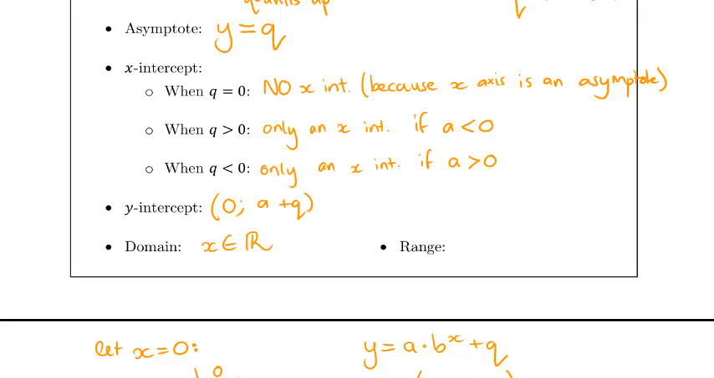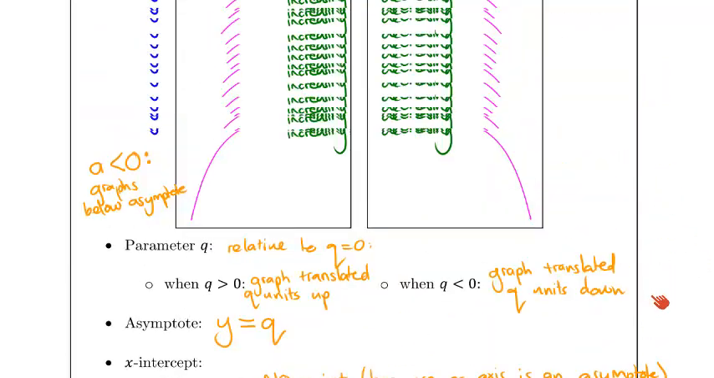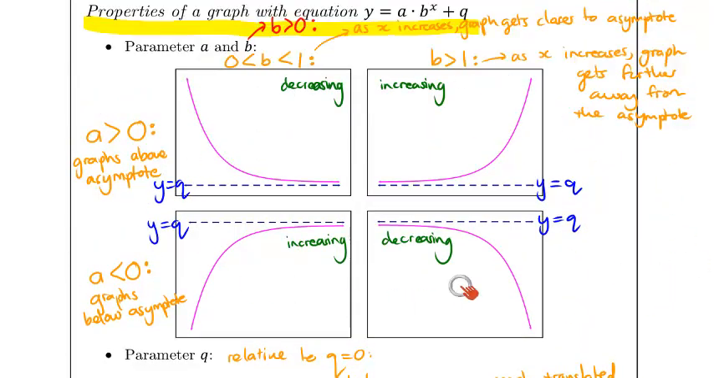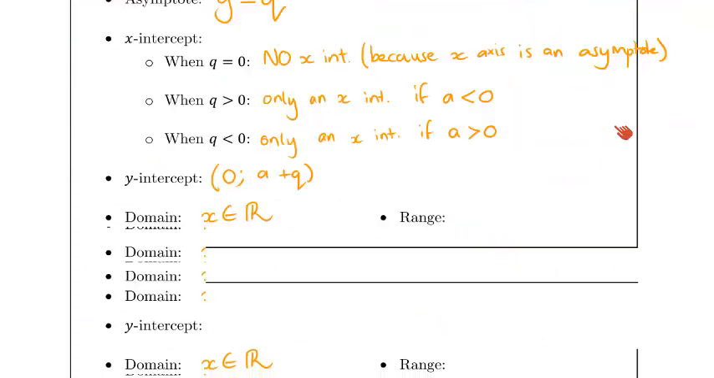How about the range of these functions? Well, guys, a range is all the y values that the graph exists for. So if a is greater than 0, please notice that the graph only exists for y values that are more than q. In other words, for y values that are more than the asymptote value. Whereas if a is less than 0, the graph only exists below the asymptote. In other words, the graph only exists for y values that are less than the asymptote value.